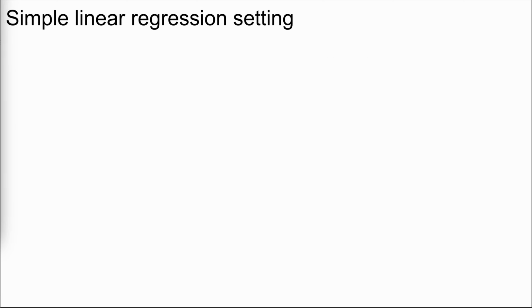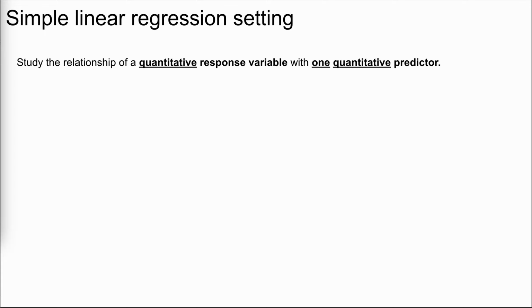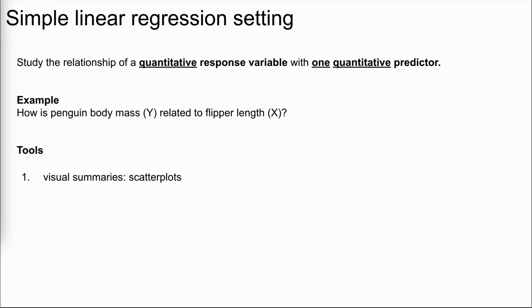But we're going to start small, in the simple linear regression setting. Specifically, we're going to study the relationship of a quantitative response variable with one quantitative predictor. For example, we'll seek to answer, how is penguin body mass y related to flipper length x, both variables in this question being quantitative? As we did when studying one variable at a time, we'll start with visual summaries of this relationship, scatter plots, and follow it up with some numerical summaries, correlation, and simple linear regression models.